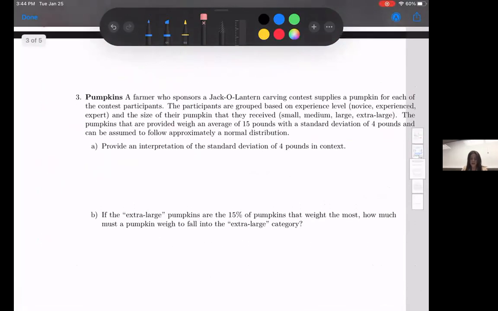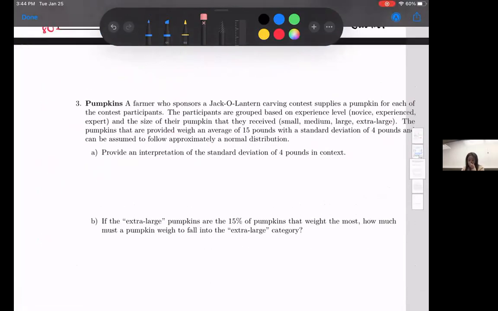All right. Number 3. A farmer who sponsors a jack-o'-lantern carving contest supplies a pumpkin for each of the contest participants. The participants are grouped based on experience and the size of pumpkin that they receive. The pumpkins that are provided weigh an average of 15 pounds with a standard deviation of 4 pounds. Provide an interpretation of the standard deviation of 4 pounds in context. All right, someone tell me, how would you provide an interpretation of this?